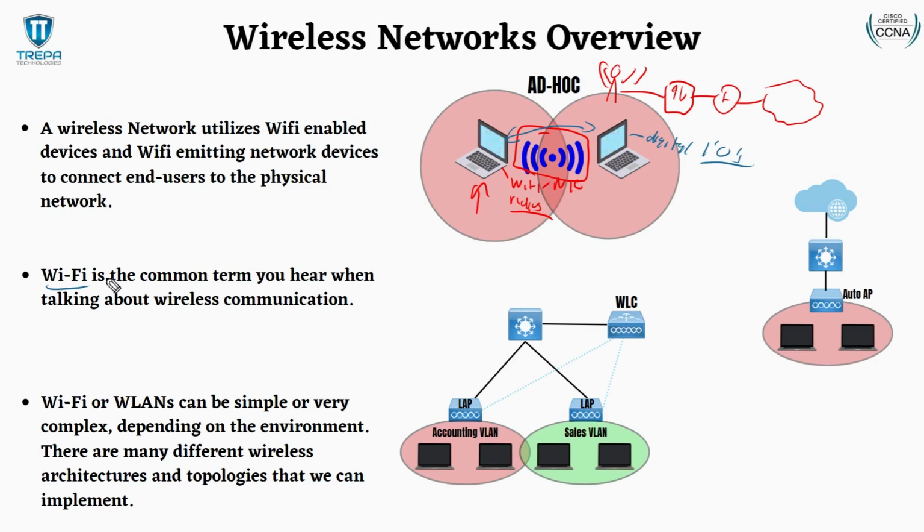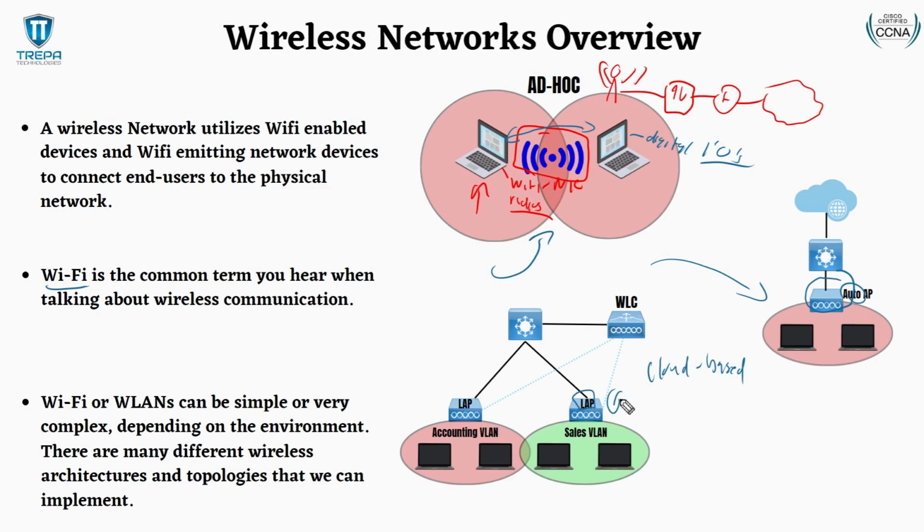And then Wi-Fi or wireless local area networks, they can be very simple. They can be like this ad hoc network here going peer-to-peer, essentially one-to-one. They could be like your home where you just have this one wireless access point. It does everything. You could have lightweight, autonomous, or cloud-based approaches to managing these access points that are emitting that Wi-Fi signal and connecting your users.